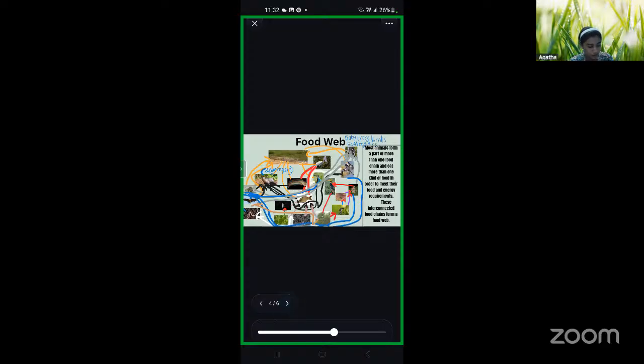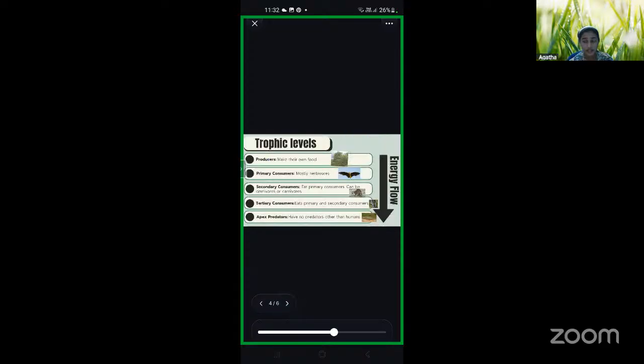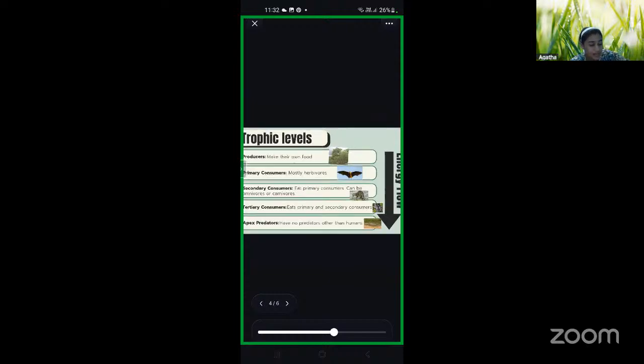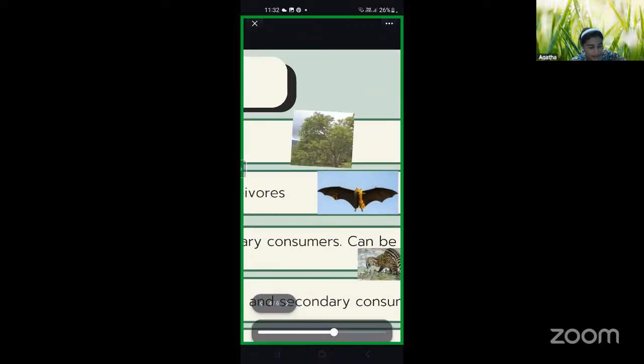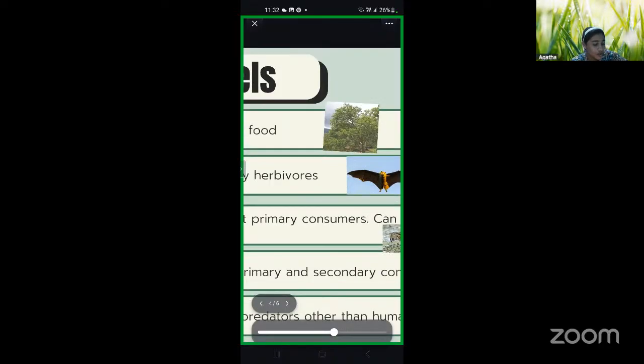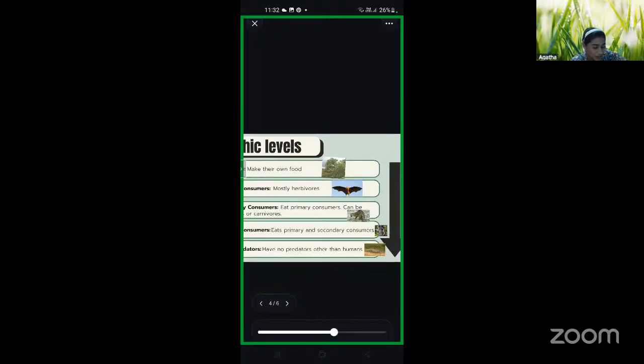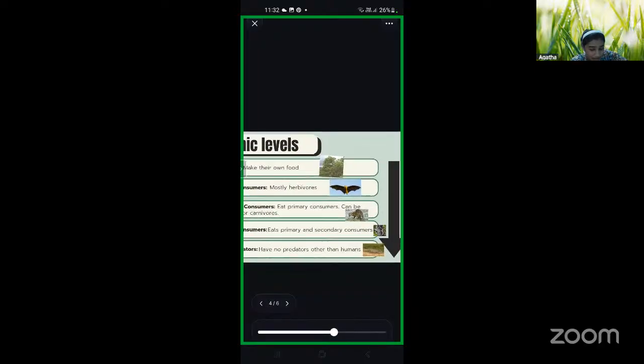Now let's go to the trophic levels. Food chains and food webs can be divided into 5 trophic levels. Producers make their own food. They're mainly plants, like this tree here. Now let's go to primary consumers. They're mostly herbivores, like this flying fox.